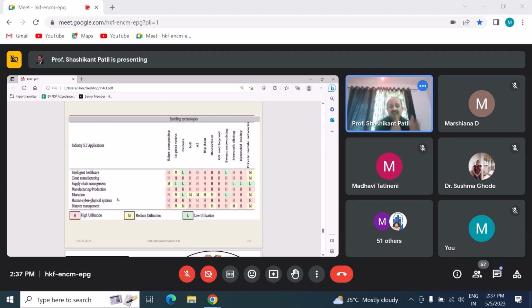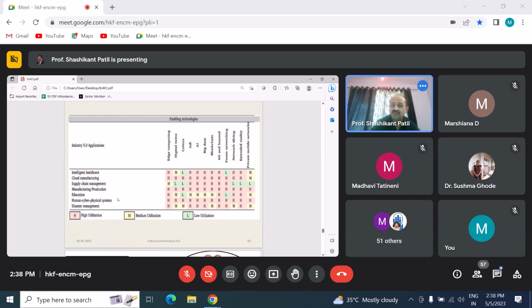So this way, on one side we have Industry 5.0 applications, their utilization, and on the other side we have enabling technology. So if you want to use the technologies, you have to wisely select these technologies, the enabling technologies and the domain. So here we have 5 to 6 domains: intelligent healthcare, cloud manufacturing, supply chain management, manufacturing and production, education, human cyber physical system, disaster.